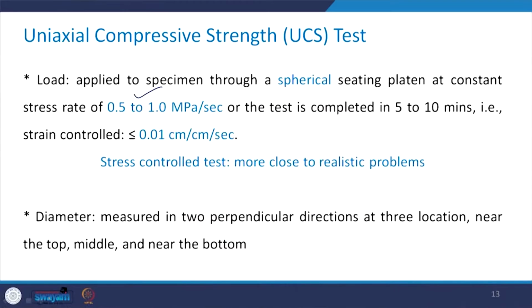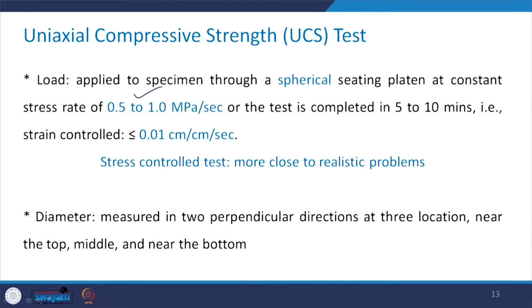Now, in what manner should the load be applied? Load can be stress controlled or it can be strain controlled. You see that the load is applied to the specimen through a spherical seating platen at a constant stress rate of 0.5 to 1 megapascal per second, or the test can be completed in 5 to 10 minutes.